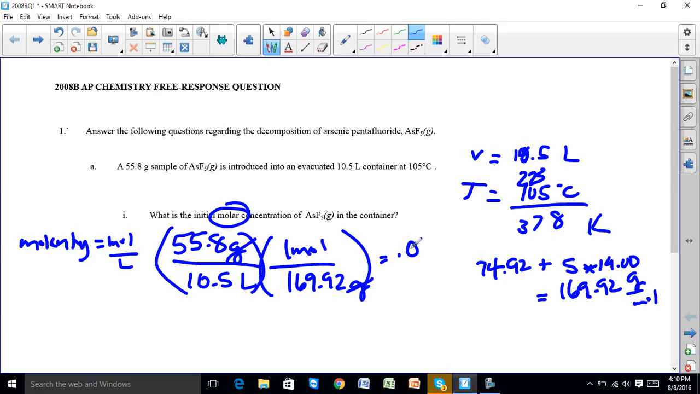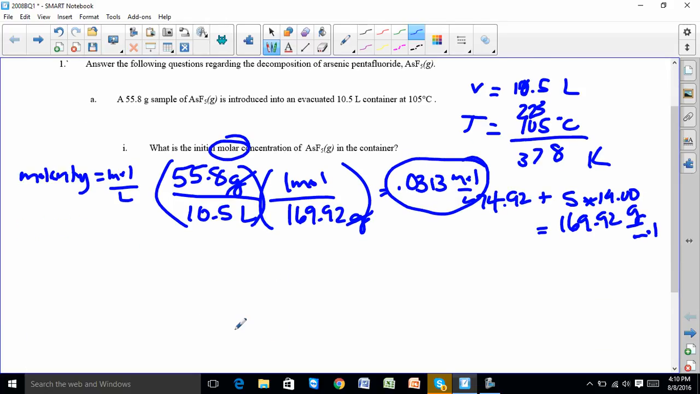And if you do this on your calculator, you will get 0.0313 moles per liter. Remember that 0 is not a final 0. It's not a sandwich 0. It does not count as one of your 3 sig figs. So this has 3, this has 3, this has 5.